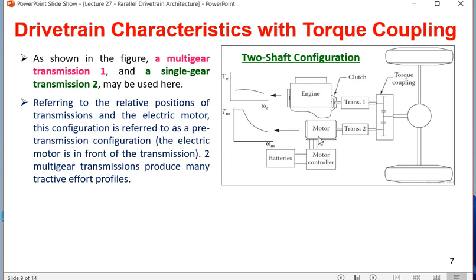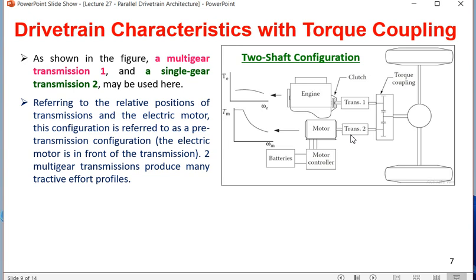Referring to the relative position of transmissions and the electric motor, the configuration is referred to as a pre-transmission configuration. So this configuration, where we are putting a clutch in the engine and no clutch or no gear in the motor, is called a pre-transmission configuration. Why? Because the electric motor is in front of transmission 2. The motor is ahead of the transmission. So first there is the motor, then there is the transmission. That's why it is called a pre-transmission.